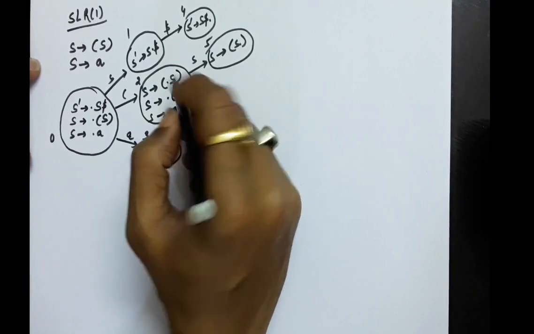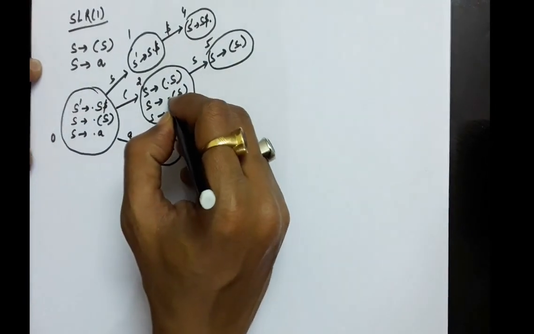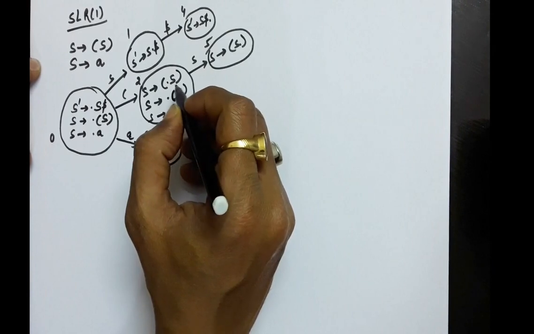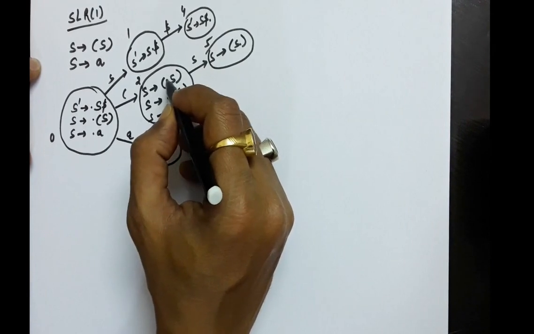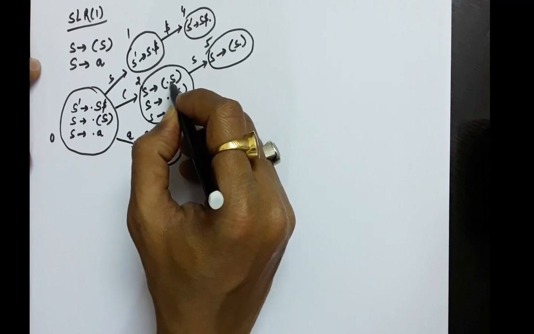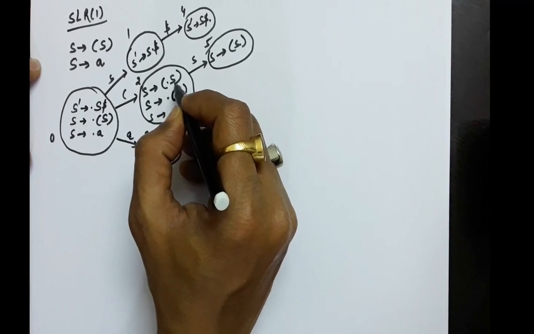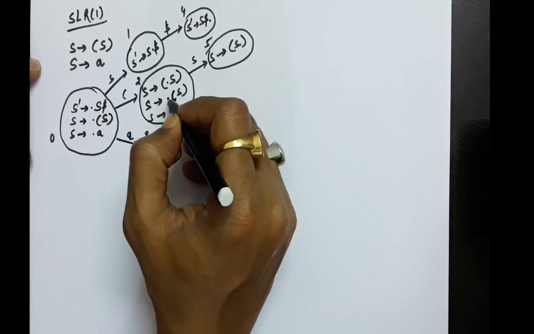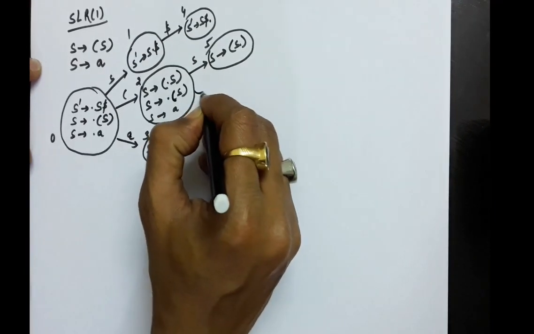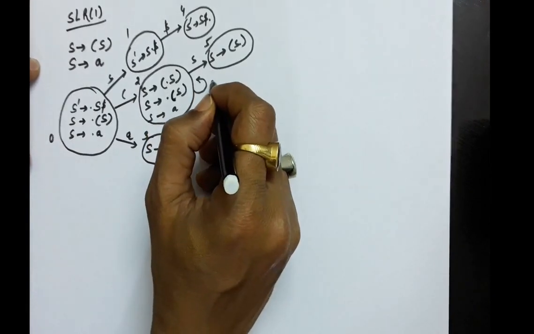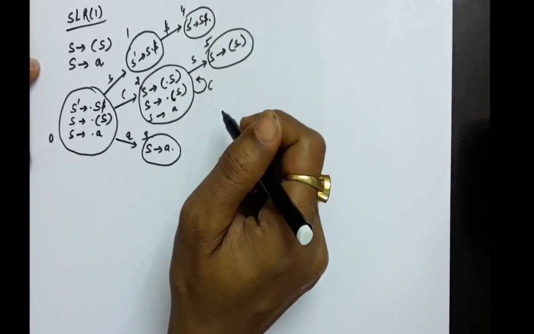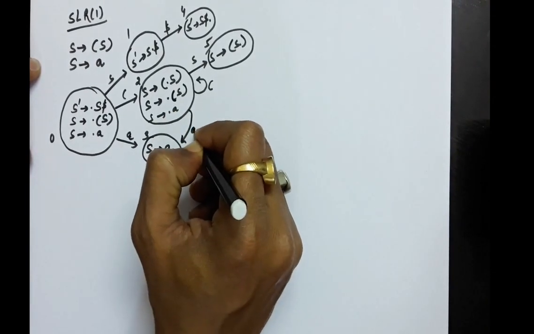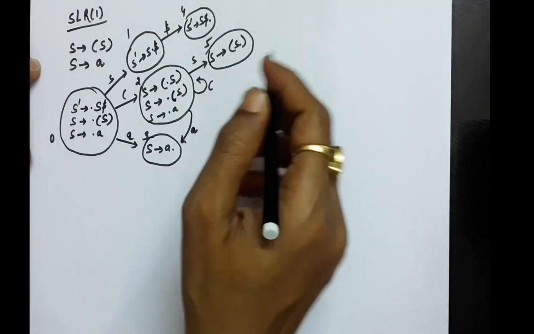And if you take an opening parenthesis from this state, what items will be produced? After the opening parenthesis the dot will shift, and then after the dot there is a capital S, the non-terminal symbol, so we will be writing all the productions starting from capital S with a dot in the beginning. So this will be this state only. So if you take an opening parenthesis, it actually remains in this state only. Okay. And if you take a from here, you will shift to state 3. Fine.